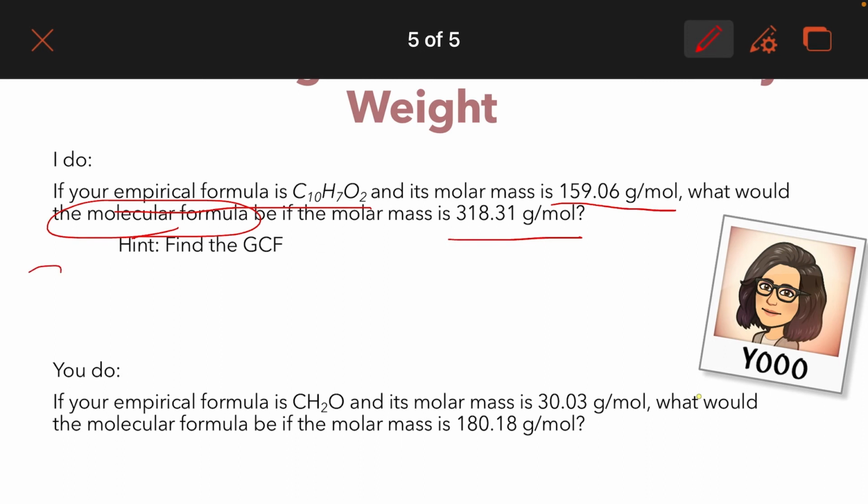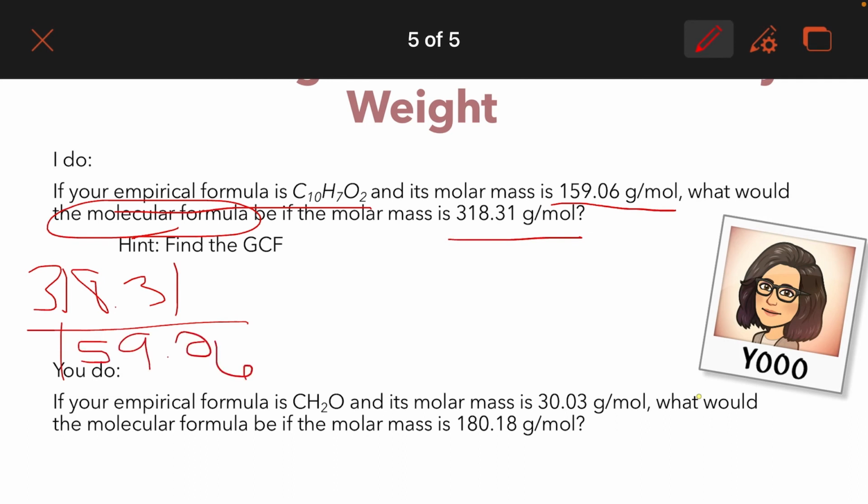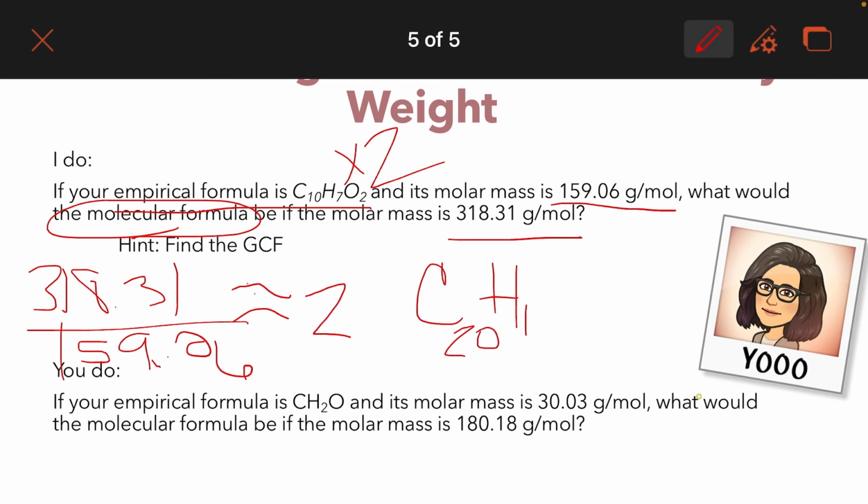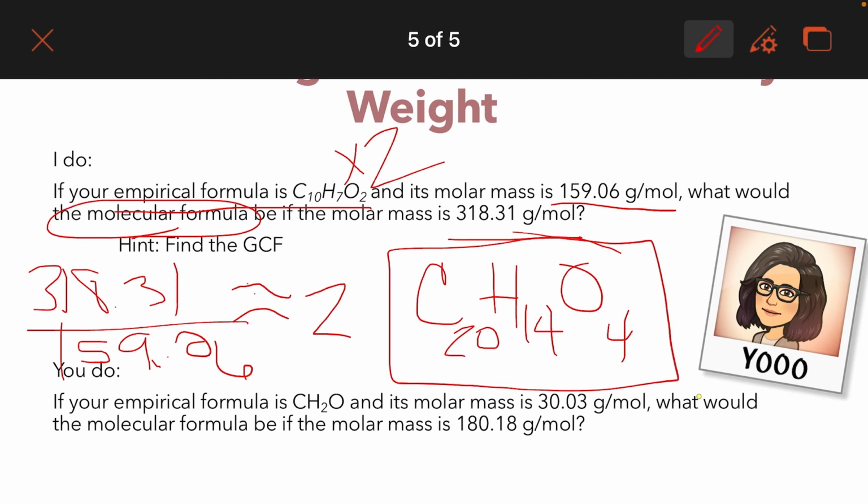So if we do 318.31 divided by 159.06, we get something that is very, very close to 2. So we need to multiply all the subscripts in our empirical formula times 2. So we're going to get C, 10 times 2 is 20. H, 7 times 2 is 14. And O, 2 times 2 is 4. Not empirical, it's our molecular formula that we found using our empirical formula.